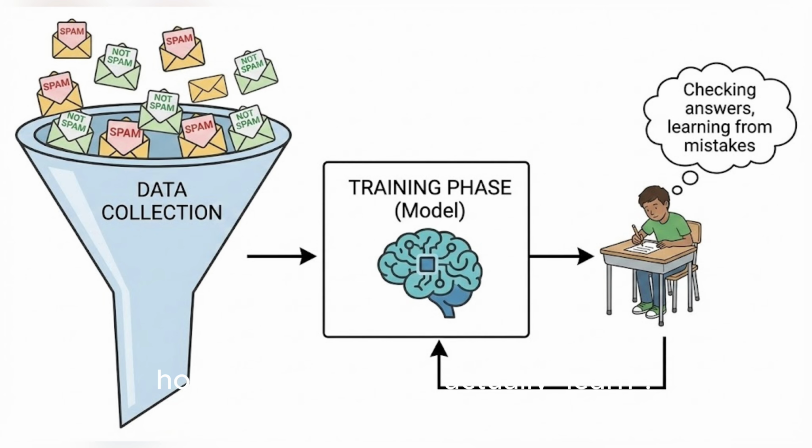So, how does a machine actually learn? It's a process that usually involves a few key steps. First, we need data, lots of it. This data is the foundation for everything! For our spam filter example, this would be a large collection of emails.